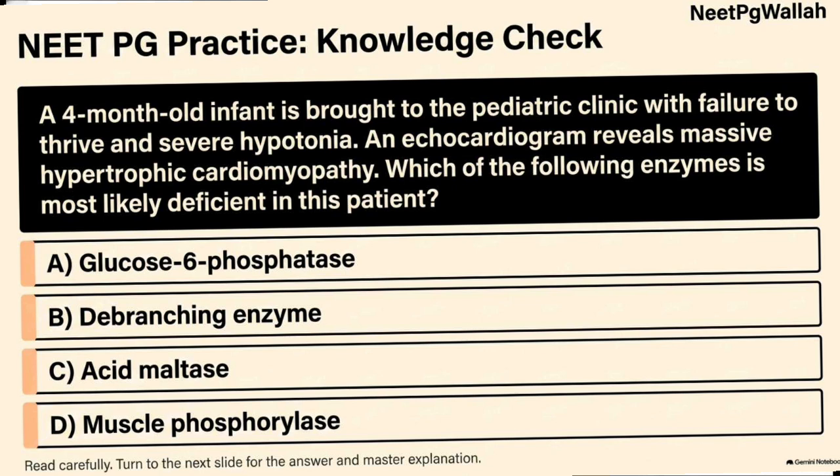A 4-month-old infant is brought to the pediatric clinic with failure to thrive and severe hypotonia. An echocardiogram reveals massive hypertrophic cardiomyopathy. Which of the following enzymes is most likely deficient in this patient? Is it A, glucose-6-phosphatase, B, debranching enzyme, C, acid maltase, or D, muscle phosphorylase? I'll give you a second, lock in your guess.